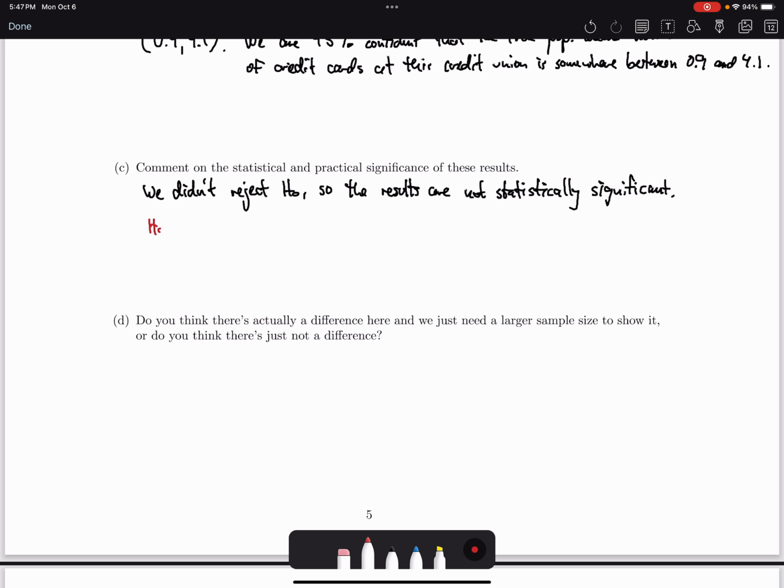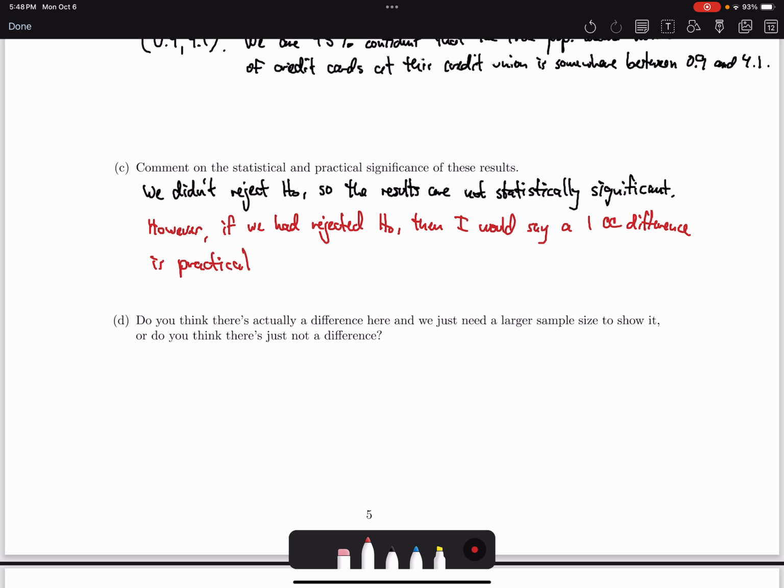So I would say, however, if we had rejected H null, then I would say a one credit card difference is practically significant since we were only talking about 3.5 credit cards to begin with.